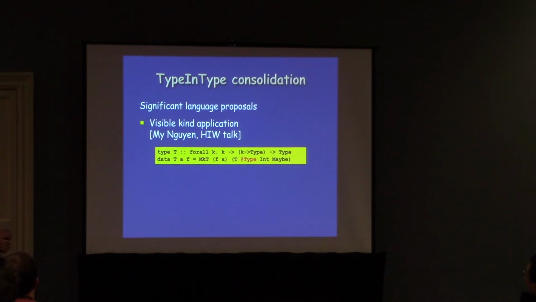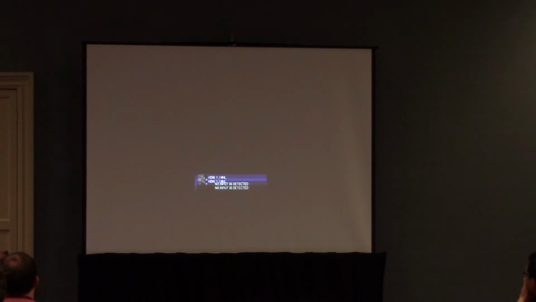Here's another one. Just as we got visible type application in terms, we're going to need visible kind application in types. So you can see how we're just filling out the box, making everything simple and uniform.